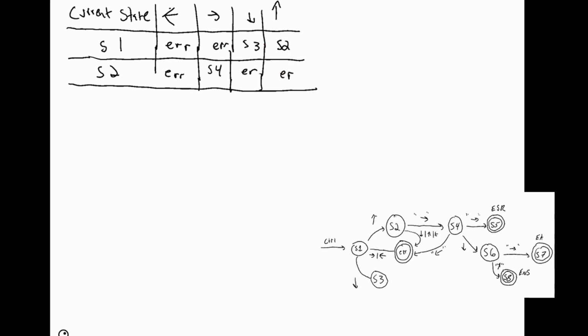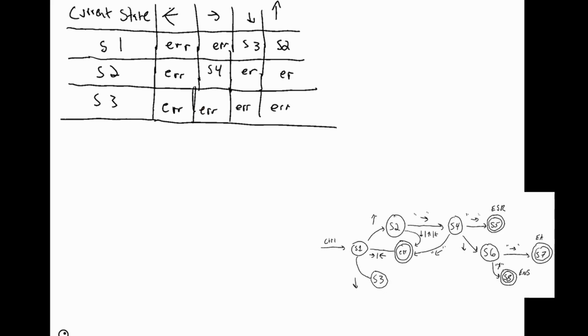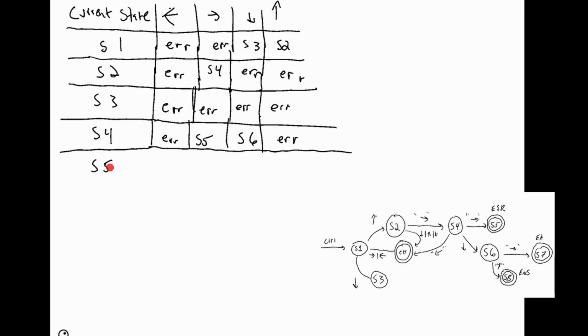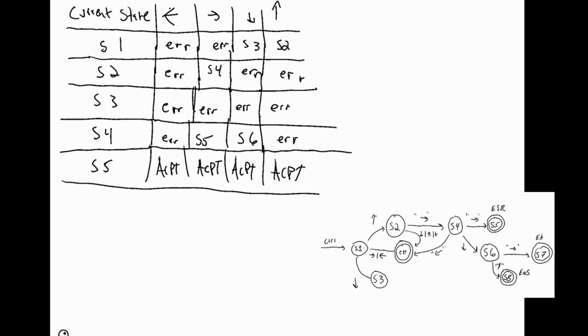And from S2, we can see that on pretty much every input, we go to error, except if we get a right, in which case we transition into this S4 state. Again, we didn't do anything with S3, so we're just going to send that to error. In S4, we have two options, right? We have the right arrow, which sends us into S5, or we have the down arrow, which sends us into a different state. On S5, we just go to this idea of accept, aka a finished state, right?